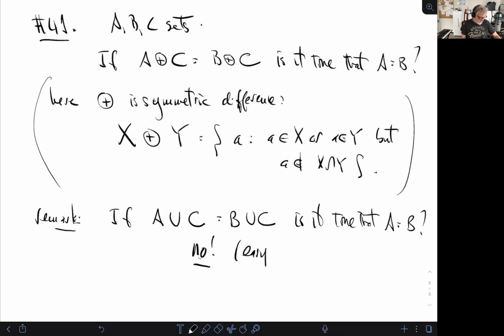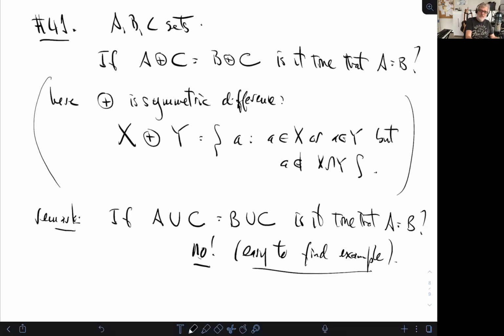And how do you prove that this is not always true? You just find an example. You create an example. So easy to find an example, or what we'd call a counterexample. Okay, so this is easy.